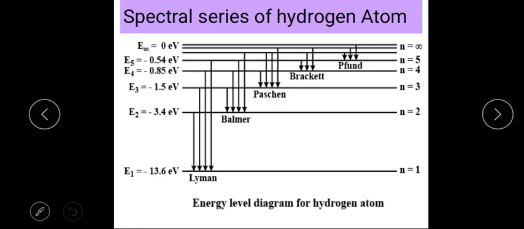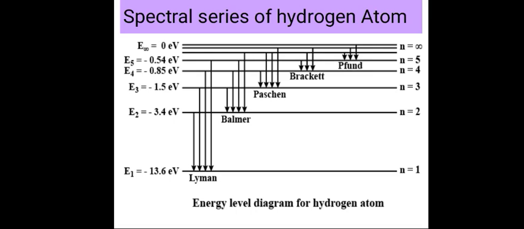What is the spectral series of the hydrogen atom? It includes the line emission spectrum of hydrogen, which includes a series of regions of the spectrum shown in the figure here. We have five series of spectra, or regions, in the line emission spectrum of the hydrogen atom, depending upon the transition of the electrons from a higher energy state to the ground state or other states, right?